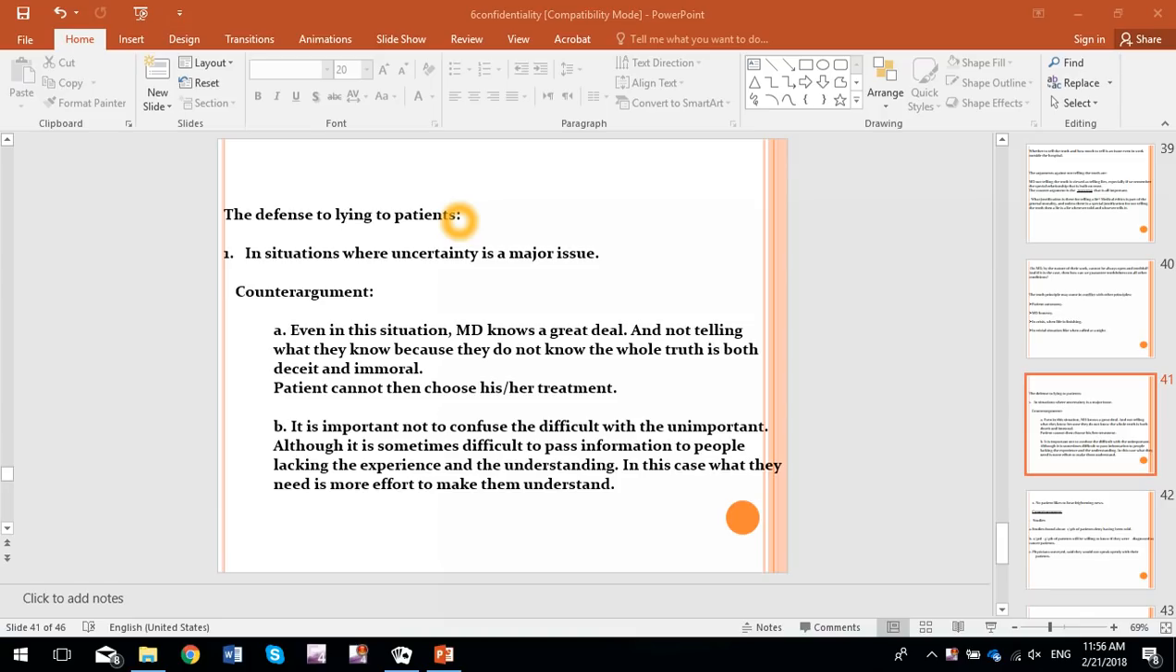Now, we need not to confuse between these two things: what is difficult to understand and what is unimportant. If it is unimportant, that's okay. But if you assume that it is difficult for the patient to understand, this is not ethical, because although it is sometimes difficult to pass information to people lacking the experience and the understanding, in this case what they need is more effort to make them understand. Unimportant is unimportant, it's okay. But to assume that it is difficult for the patient to understand requires you to provide more effort in order to make this patient understand. And if he doesn't, then what? Then the patient is not competent and you need a surrogate.